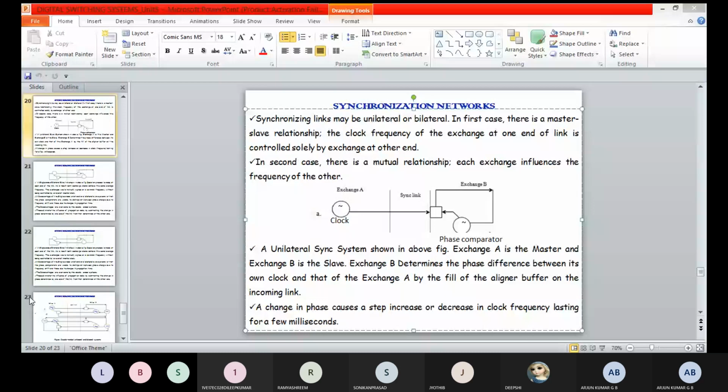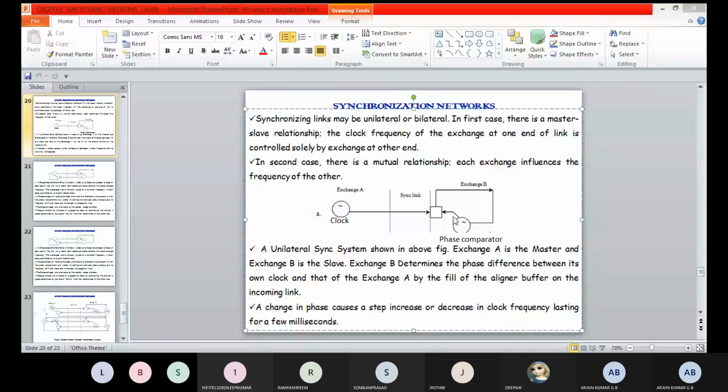See, exchange A is the master and exchange B is the slave. Dear students, please note this diagram. This is a block diagram. In the unilateral synchronous system, exchange A is the master and exchange B is the slave. Exchange B determines the phase difference between its own clock and that of exchange A by filling the align buffer on the incoming link.